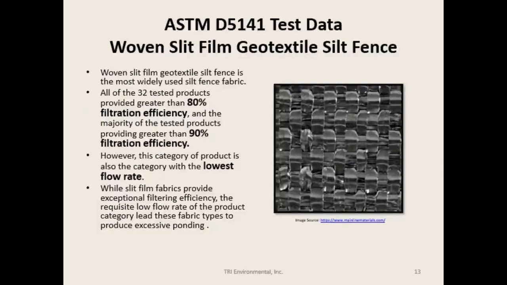Woven slit film geotextile silt fence. This category of filtration component provides excellent filtration efficiency across all tested products. All of the 32 tested products provided greater than 80% filtration efficiency. However, this category of product is also the category with the lowest flow rate in general. These results point to a critical issue: excessive ponding. Excessive ponding may be an acceptable risk when slit film fabric is used to protect sensitive water bodies, but may be an unnecessary risk along roadways when excessive ponding could lead to roadway flooding and risk to motorists.